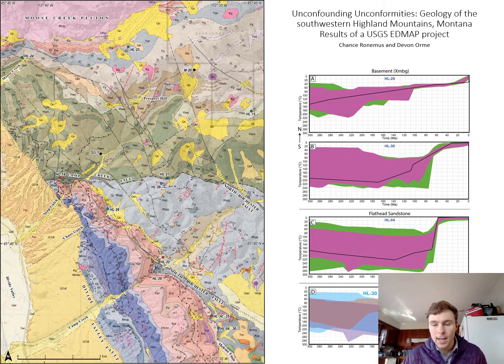In summary, it's likely that there's some amount of shear across the Great Unconformity contact in the Highlands. The kinematics of this shear and its magnitude are a bit more enigmatic and may require further investigation.